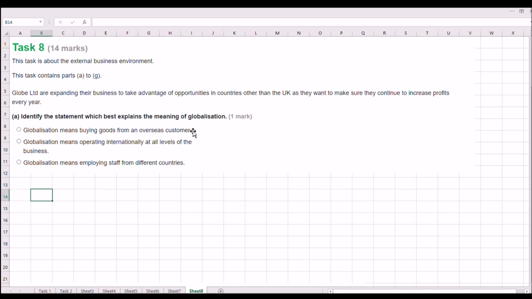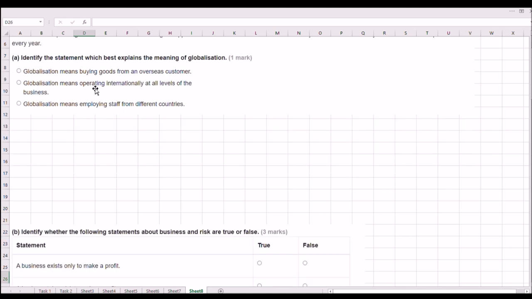So globalization is trade across the world, really. Buying goods from an overseas customer, possible. Operating internationally at all levels of the business, that's a good one there. Means employing staff members from different countries. I mean, globalization has an impact on staff members from different countries, but it feels very much like answer B there. Globalization means operating internationally at all levels of the business. It could be sales, purchases, getting our raw materials from a different country, and it could be employing staff members as well. So those two are part of it, but weren't the full thing, and it's B, but it's a bit of a naff question.